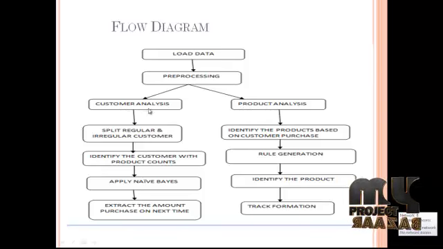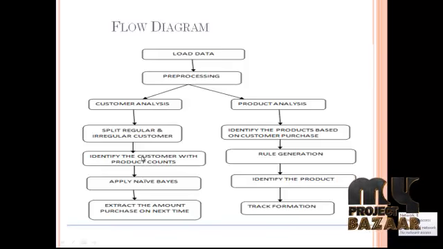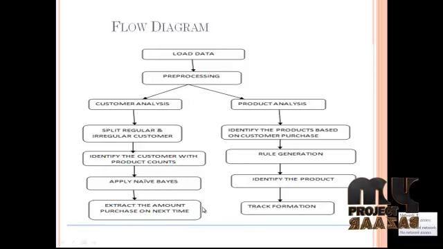In customer analysis, we split the customers into regular and irregular based on customer IDs, and then identify the customer with the product count. We select any one of the customers from the regulars, count the products and how much they spend in the supermarket, and then apply the naive-Bayes classifier. With this, we extract the amount purchased next month, how much money they will spend, the maximum and minimum money, the accurate amount that can be spent, and how many products they will purchase in the next transaction.